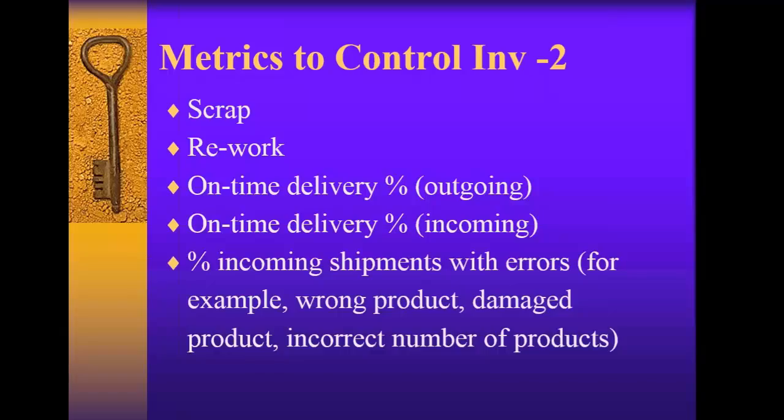Incoming shipments for errors: wrong product, damaged goods, incorrect number of products. All these things can wreak havoc on your just-in-time accounting system. If you're ordering the appropriate number of product with the expected lead time, and they're coming in and they're shipping the wrong number, the wrong product, or damaged goods, that's a problem. That's a big problem, and you need to be able to manage that by making sure that they're doing what they're supposed to be doing.